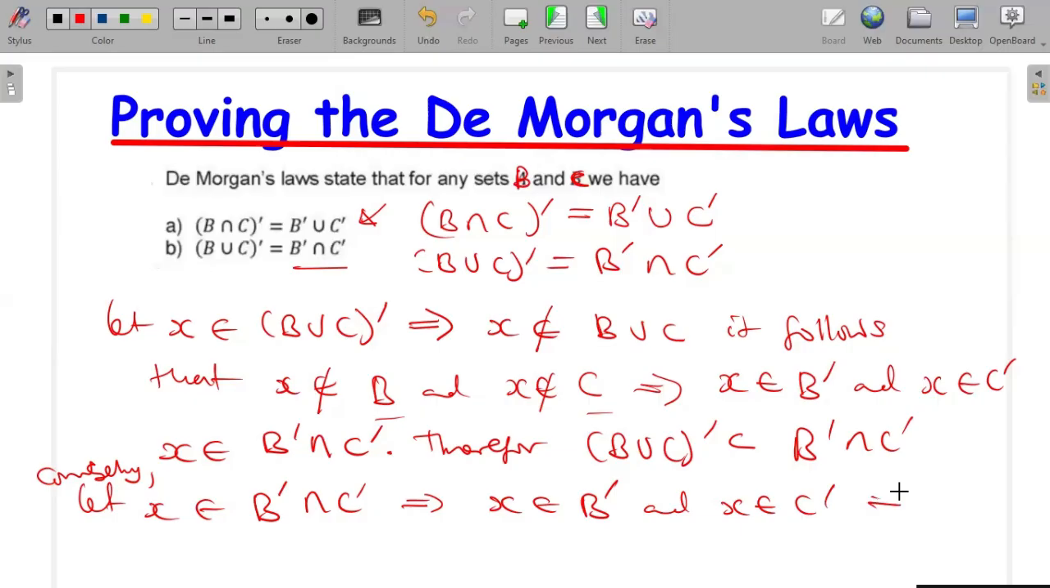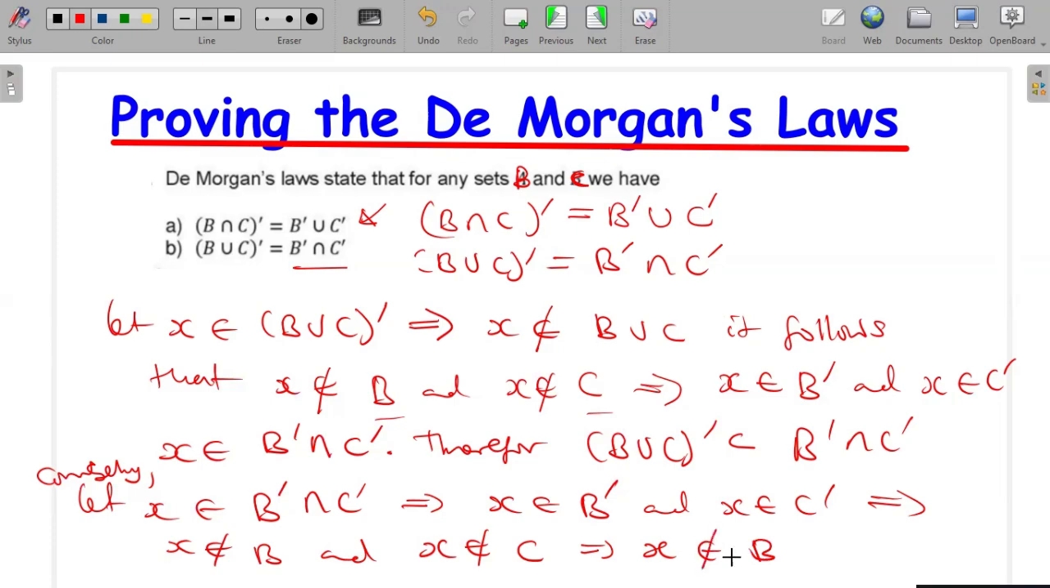What does that then mean? This implies that if X is in there and X is in there, X is not in B, and X is also not in C. Not the complement, but just in B. So X is not in B and X is not a member of C. What does this imply? It means that X is also not in the union of these.